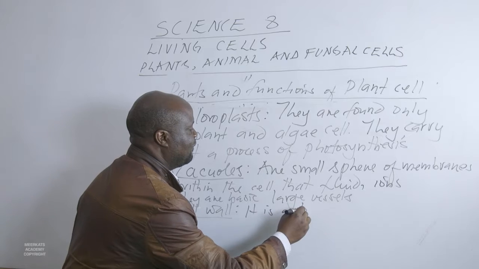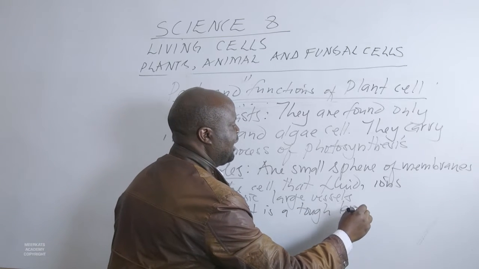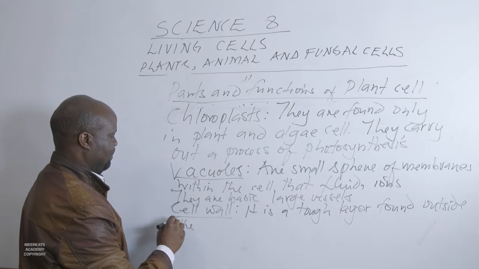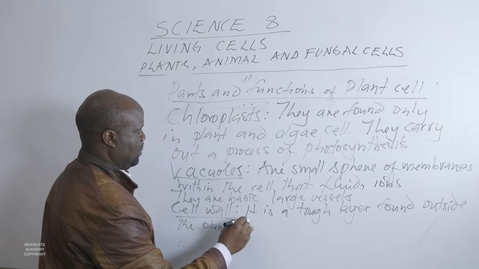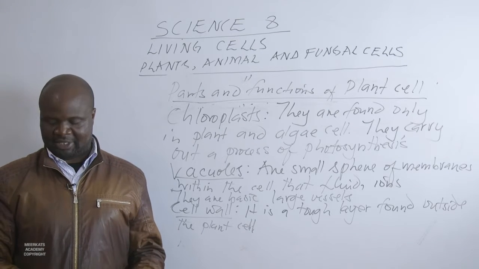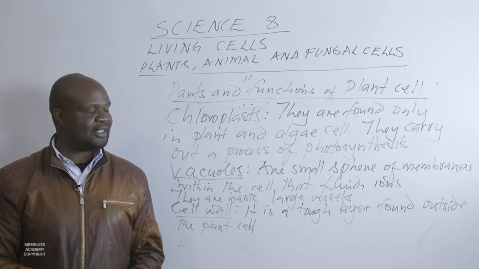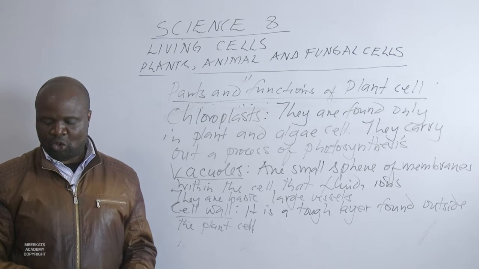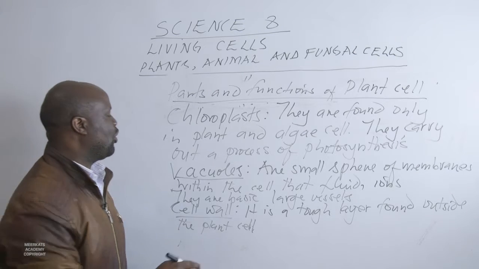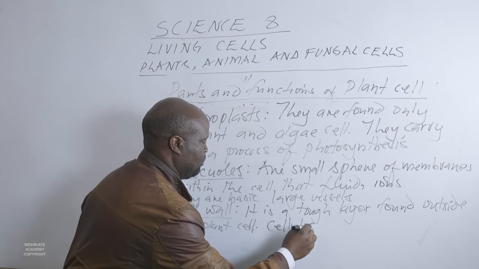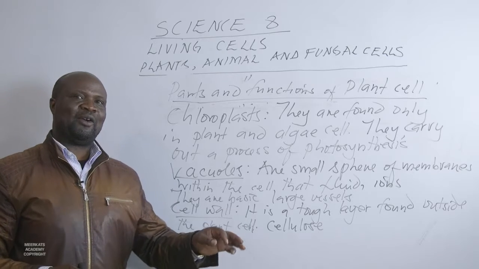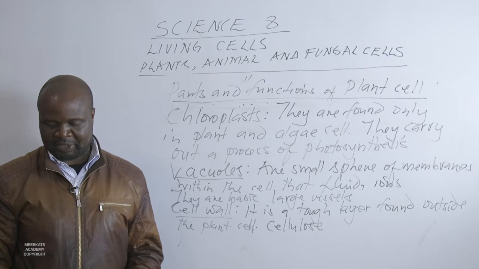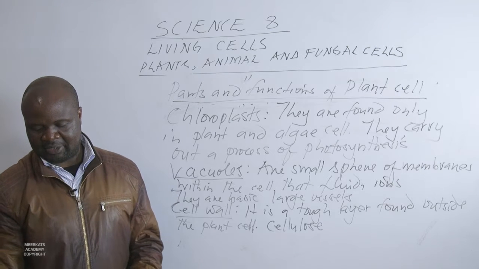It is a tough layer found outside the plant cell that gives strength and maintains turgidity. In plants, the cell wall contains mainly cellulose. So the cell wall is made from what we call cellulose. We shall see other organisms later on that have a cell wall, but it is made up of different things. Now we shall have a diagram.